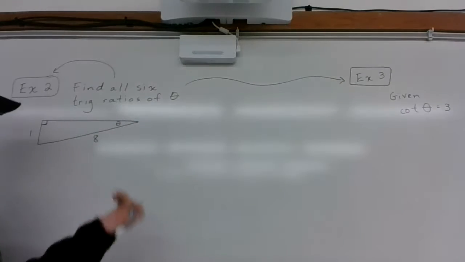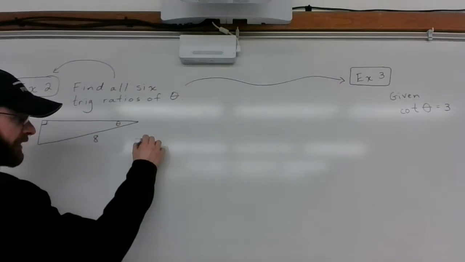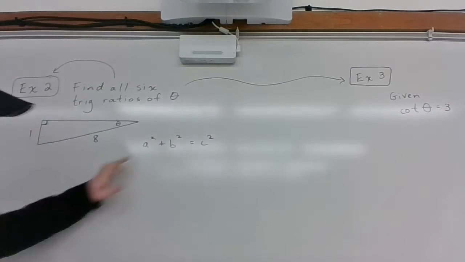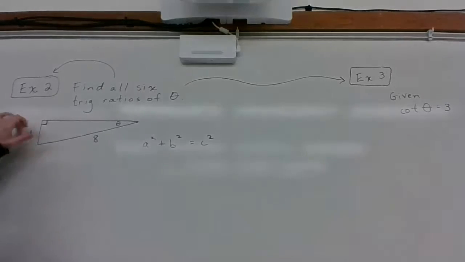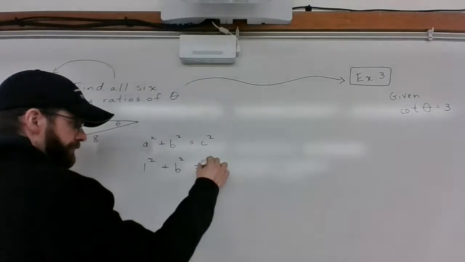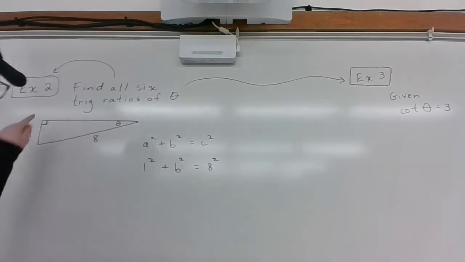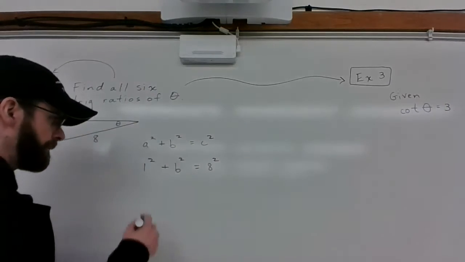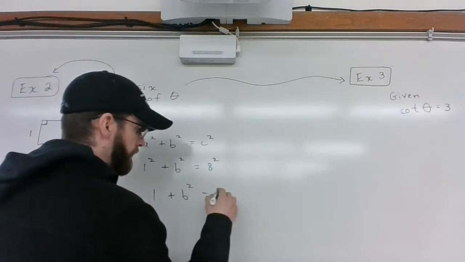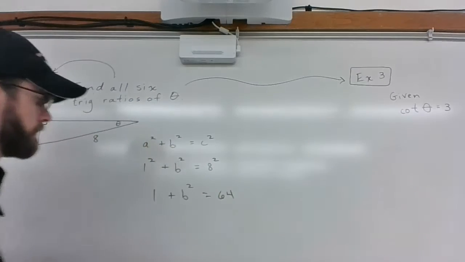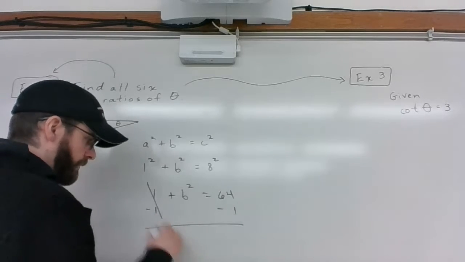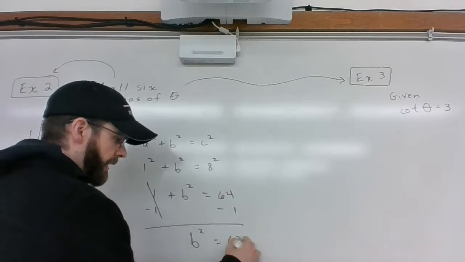So we're going back to the first day where we talked about the Pythagorean theorem, a squared plus b squared equals c squared. Remember, the a and the b are the 2 legs. Here's the equation we can use to solve for this unknown side. So 1 plus b squared is equal to 64. Then we subtract 1 from both sides, so b squared is equal to 63.